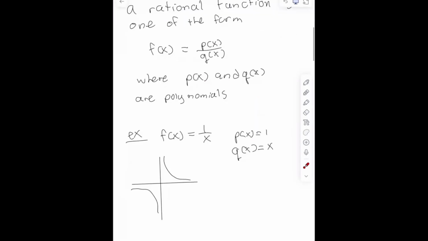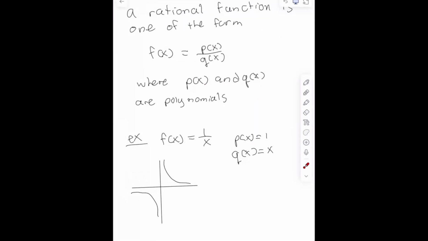The premier example of a rational function is this one right here, where f of x equals 1 over x. A big thing that you should do whenever you encounter a rational function is identify the top and the bottom. What is p of x and what is q of x? In this case, p of x is 1. That's a constant polynomial. And q of x, the bottom, is equal to x. That's just a linear polynomial x.